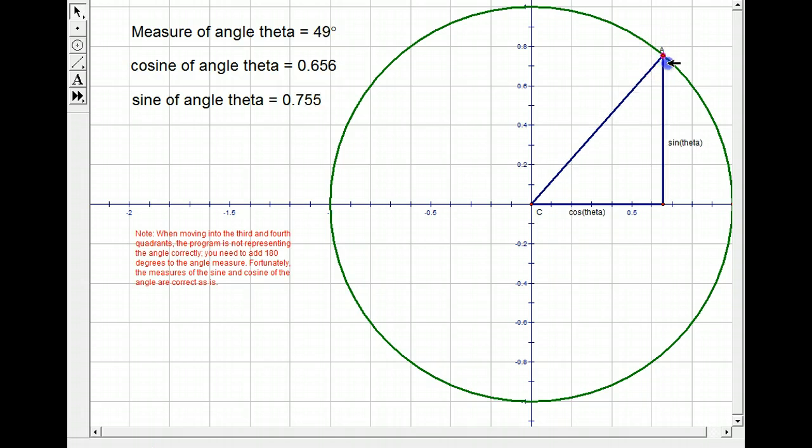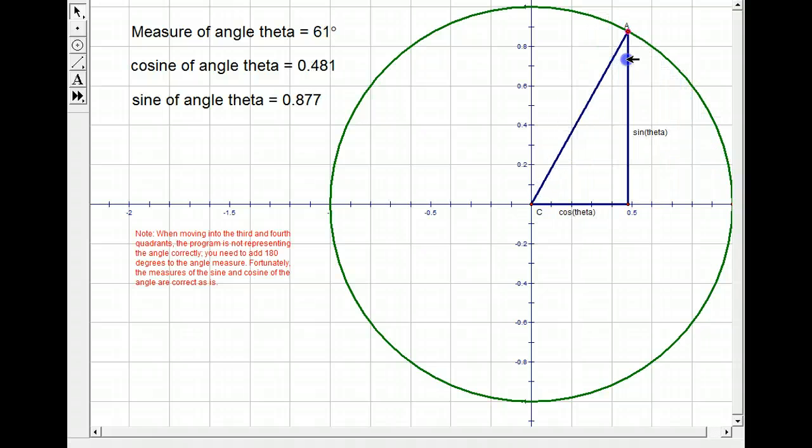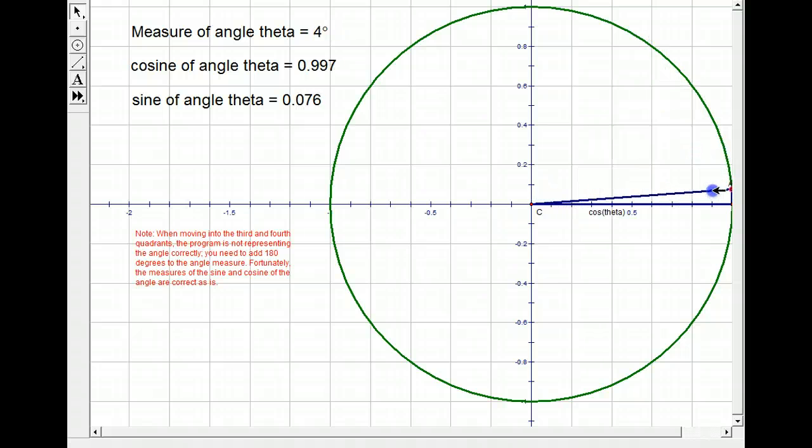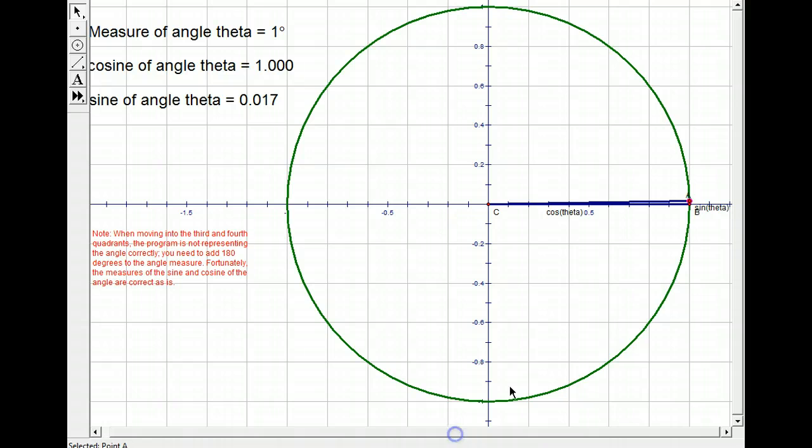So if I move to different angles, the height, or the sine of that angle, is going to change. At 0 degrees, you don't have much of a triangle. You don't have a triangle. You just have the line going out to (1, 0). What's the height there? It has 0 height, so sine of 0 is 0. Cosine of 0 is the x value. So cosine of 0 is 1, going all the way out there.